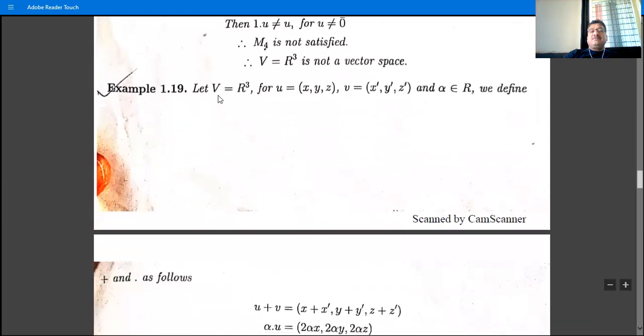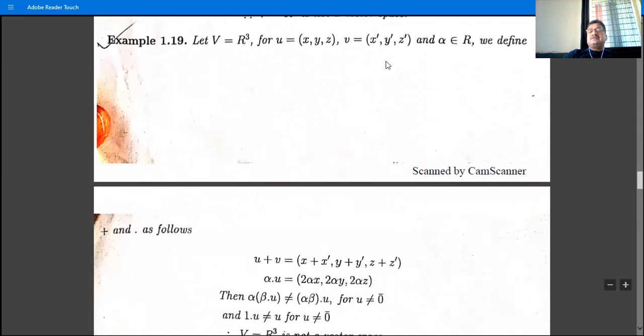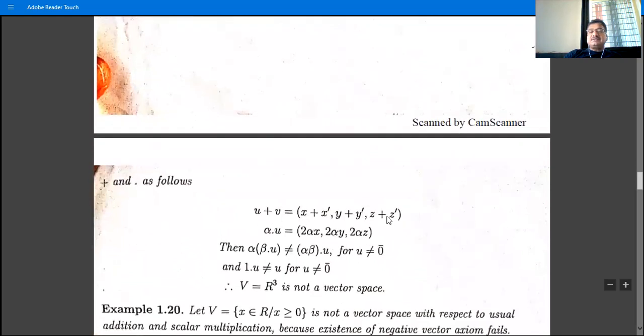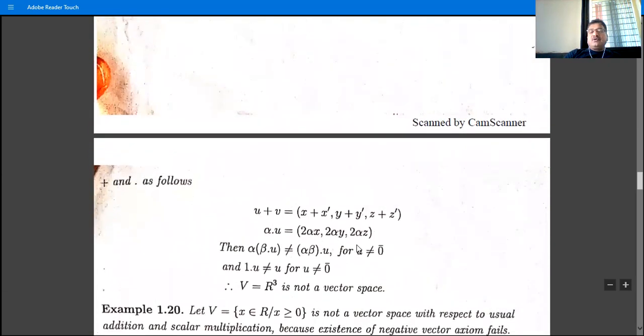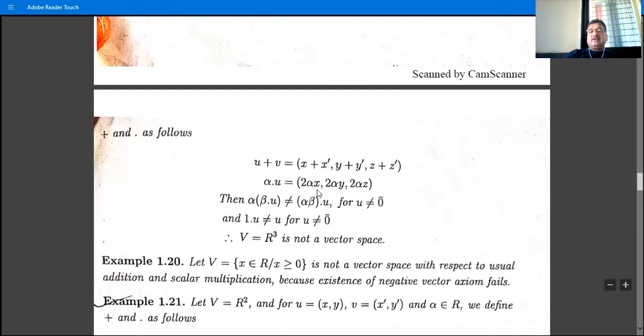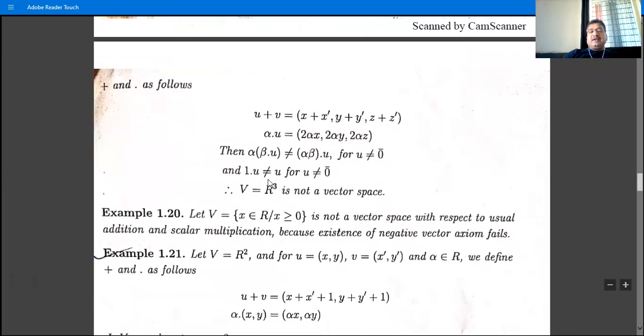Similarly, the next example, V is equal to R3, for u is x y z, v is x dash y dash z dash, and alpha is a real element, that is a scalar, and the definition of addition is this, and the definition of scalar multiplication, alpha into u bar, is 2 alpha x comma 2 alpha y comma 2 alpha z. That is again not the usual scalar multiplication. And then the property alpha beta u bar is not equal to alpha into beta u bar.